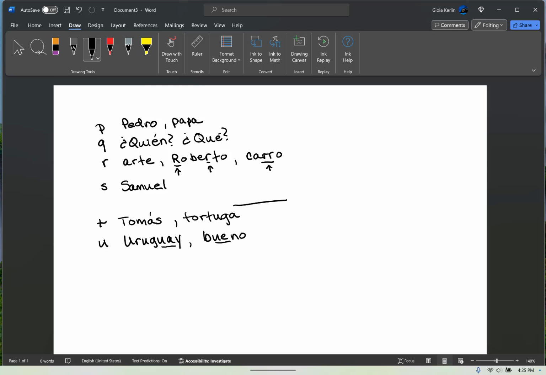The next letter is B. Can you remember which other letter is also called B? If you guessed V like that, you would be right. The B and V have exactly the same sound in Spanish. So lots of times people make mistakes when they're spelling because these two letters sound exactly the same.